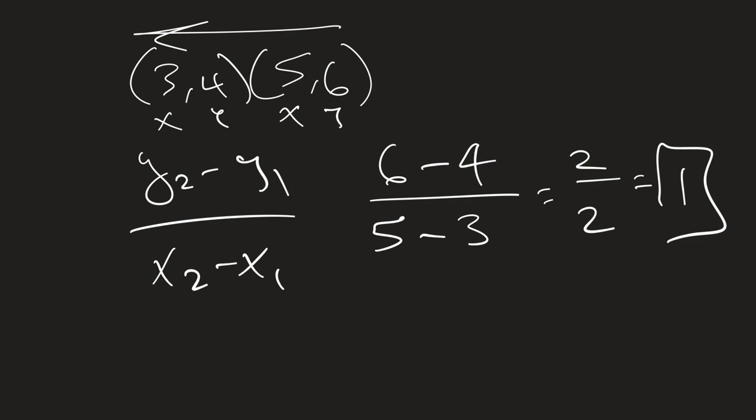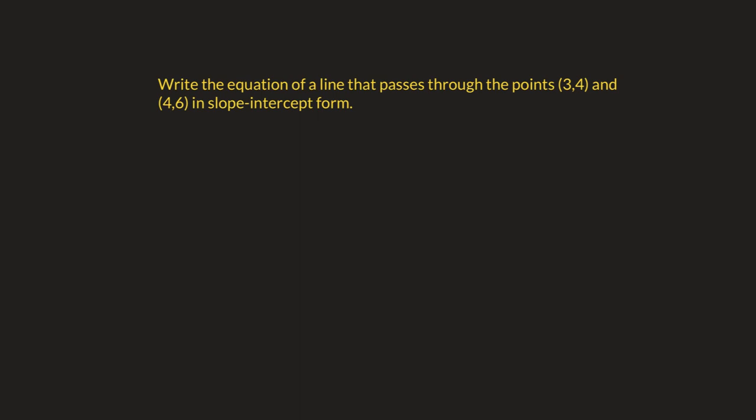We needed to revisit that process because you're going to be using it today. Is everybody okay with that? Remember, the y stuff is on the top, x stuff is on the bottom. It doesn't matter which way you subtract, just do it the same for both. You could have done 4 minus 6 and 3 minus 5. That would have been negative 2 over negative 2, which is still positive 1. You're going to get the same result. Any questions about a quick calculation of slope? All right, next slide.